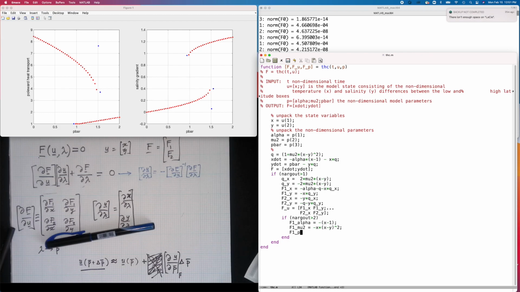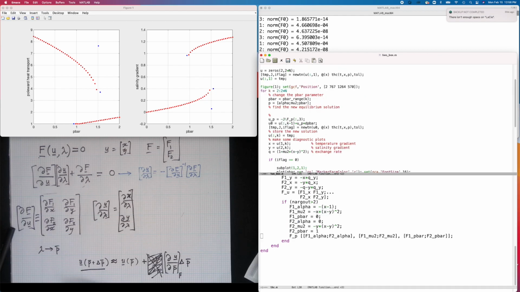F1 dp bar is just 0. P bar doesn't appear in the first equation. And then the same thing now, but for the F2 equation. Compute the predictor over here, and then compute, maybe just corrector, and here just predictor.